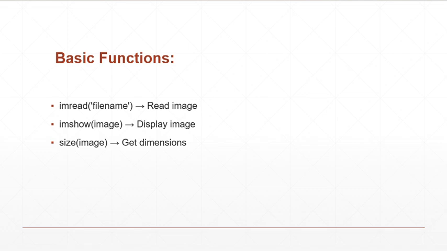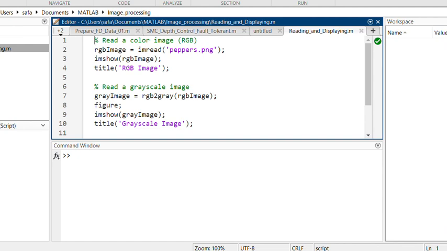Okay, let's go to MATLAB. First, we'll read a color image called papers.png using imread and imshow. Display the image in a window, and we add a title to indicate it's RGB.